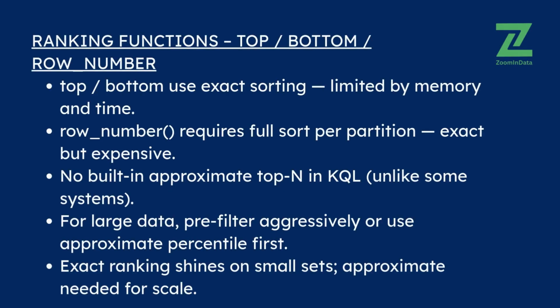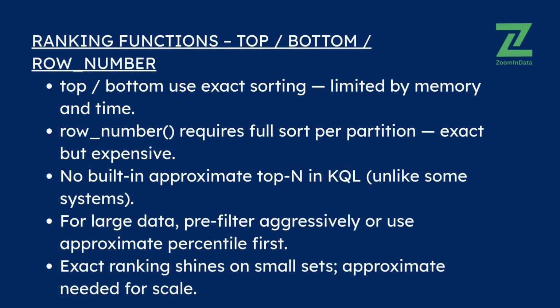Ranking functions follow similar logic. Top and bottom use exact sorting. They return the true top or bottom n values, but they're limited by memory and time on large groups. Row_number requires a full sort per partition. Exact ordering, but very expensive on big data.